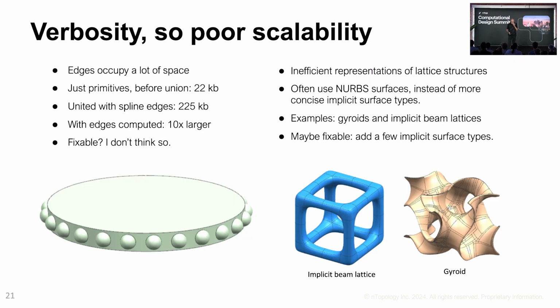Next problem is verbosity, so poor scalability. It might seem counterintuitive, but a lot of the data in a boundary representation is actually in the edges, not in the surfaces. So a boundary representation is something that's got a pile of edges in it, so it's going to take a pile of space. I don't think that's fixable. The other one is that today's boundary representations are missing some surface types that are very useful, like gyroids and what have you. And so those all get approximated by NURBS, and that takes space too. I think that is fixable. There's no reason why BREP systems can't include implicit surfaces, gyroids.